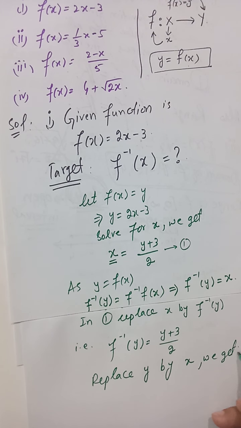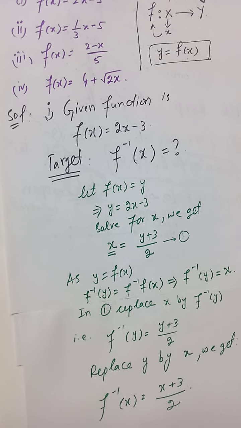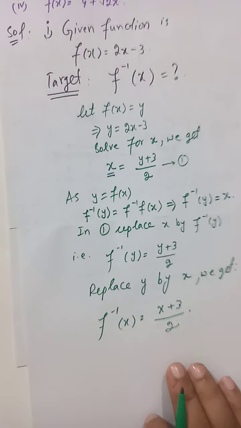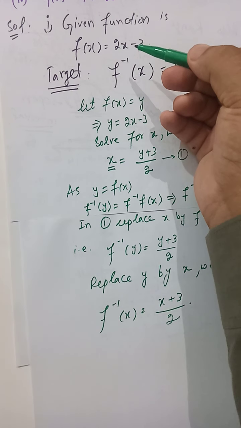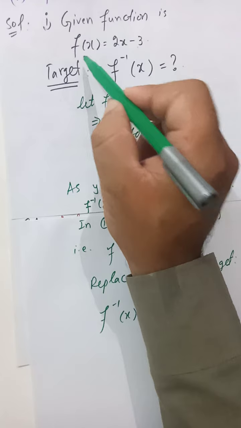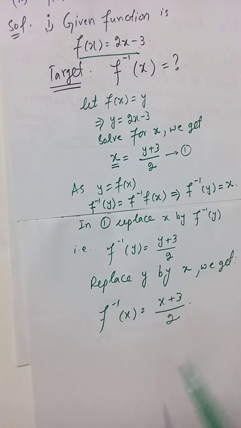So we get f inverse of x is equal to x plus 3 divided by 2. This function is the inverse of the given function. Now the inverse of this function is this. These are the inverses. So this is the required result.